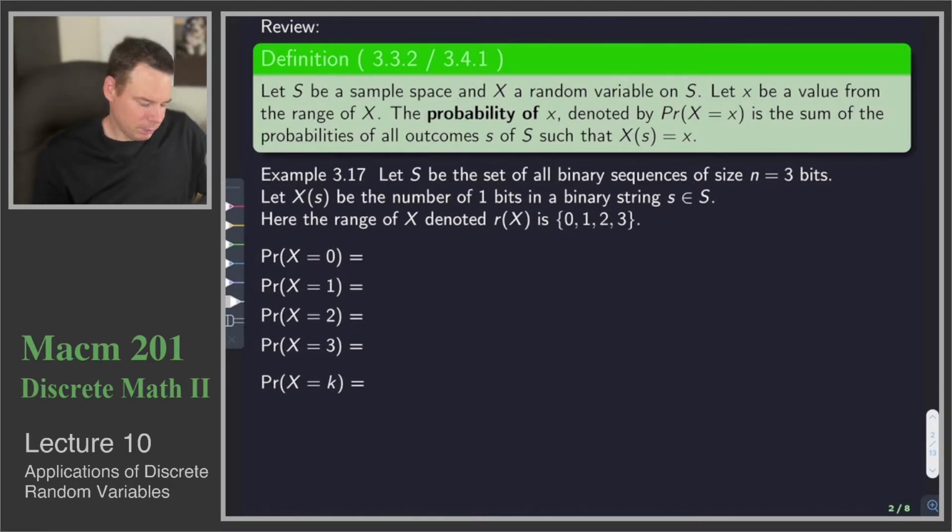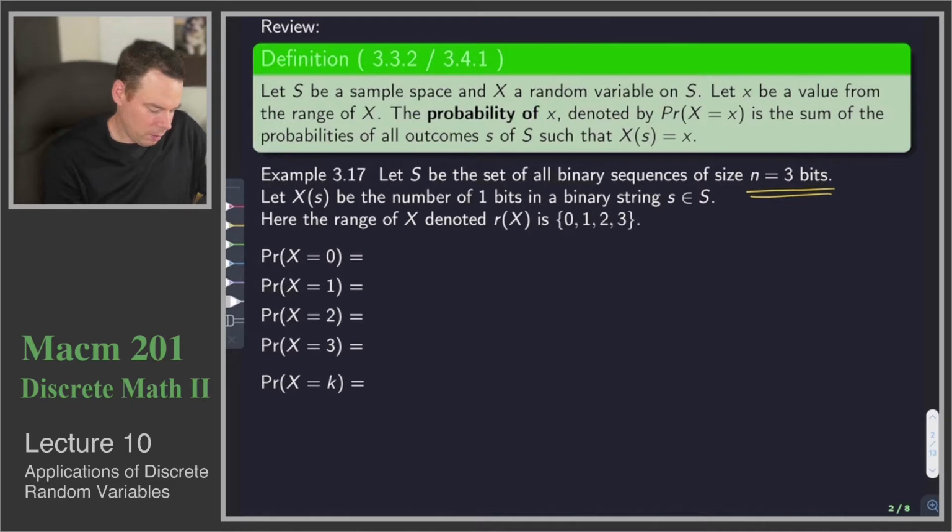Let's look at an example. S is the set of all binary sequences of size 3 bits, so these are length 3 sequences. Capital X denotes the number of 1 bits in the binary sequence. The range is just the values 0, 1, 2, or 3, because that's how many ones we could have, 0 ones, 1 one, all the way up to possibly 3 ones. What's the probability that the random variable is equal to 0? In other words, if you take a sequence at random, what is the probability that it has no ones in it?